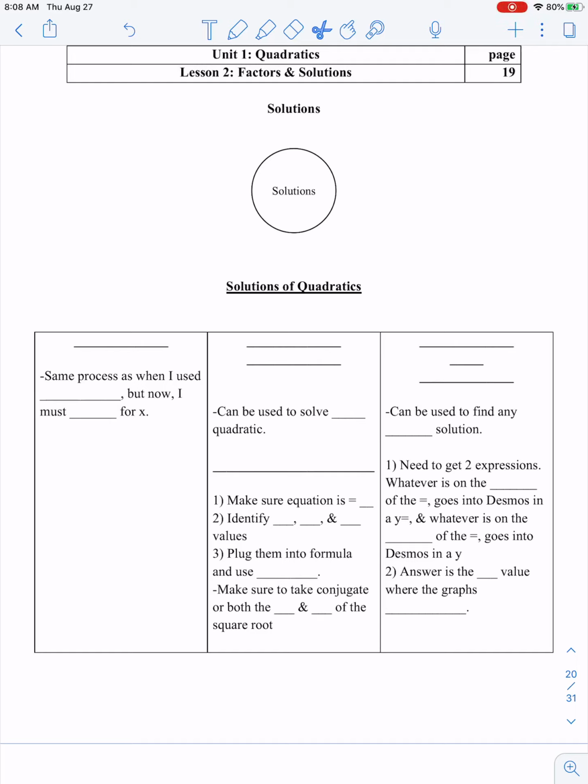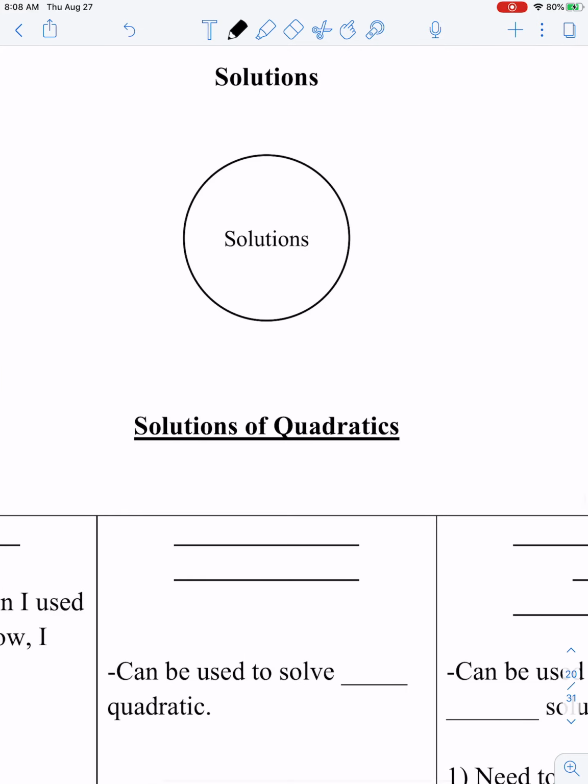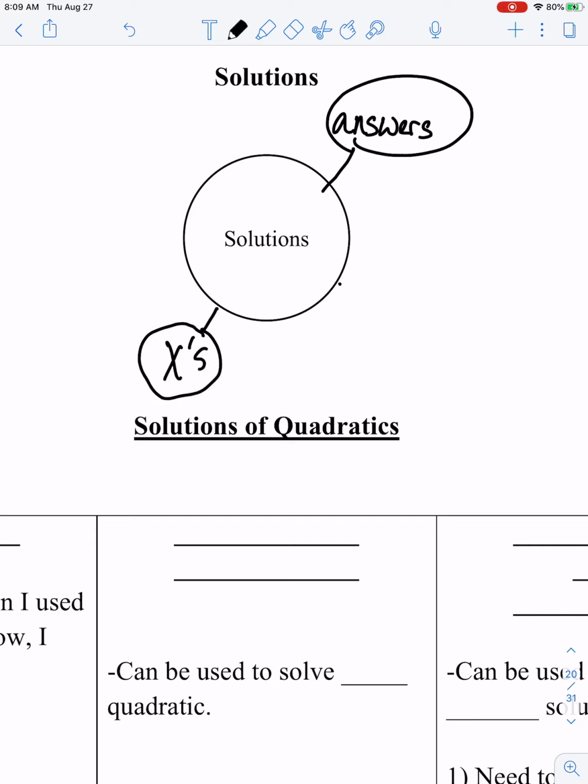Since we've talked about how to factor quadratics, we're now going to move into how to find solutions of quadratics. But first, we want to actually talk about what solutions are. Solutions are answers to our question. They are x's, often points of intersection.